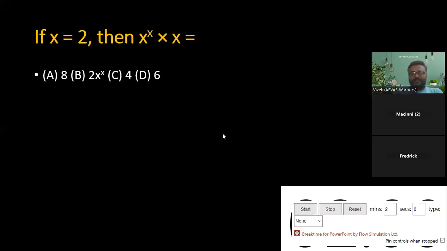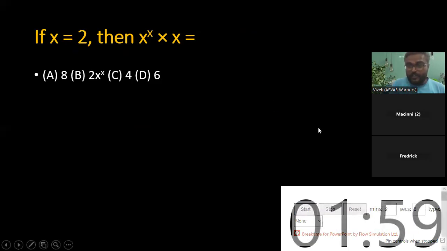Solve this, come on. If x is equal to 2, then x to the power x times x. Let me start your timer. Time starts now.